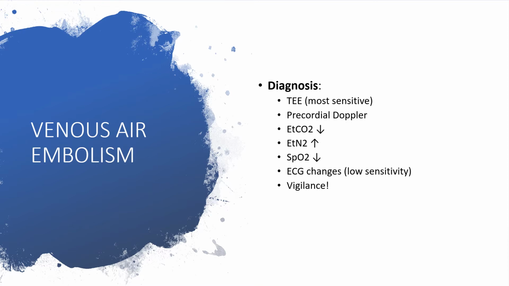In order to properly diagnose venous air embolism, the most sensitive monitor is transesophageal echo. The second most sensitive and less invasive is precordial Doppler, and you place it to the right of the sternum in between the second and fourth rib. You can also see signs such as a drop in your end-tidal CO2, an increase in end-tidal N2, a drop in your pulse oximetry, EKG changes that may demonstrate right heart strain, and always mention that you want to be a vigilant anesthesiologist.